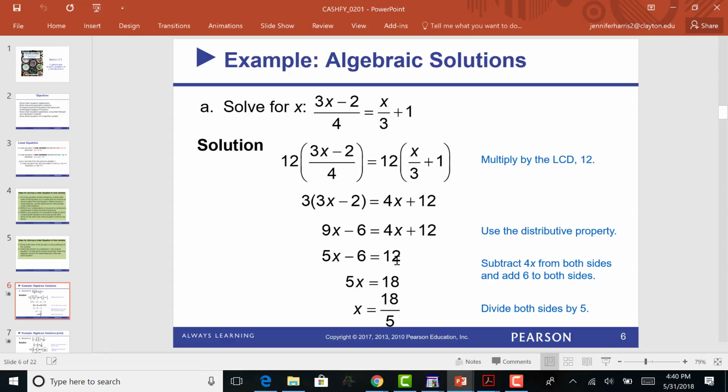Alrighty, what do I multiply this 3 by for it to become a 12? 4. Alrighty. What you do on the bottom, you also have to do on the top. And what must I multiply this 1 by for it to become a 12? 12. Alrighty. So multiply top and bottom by 12.